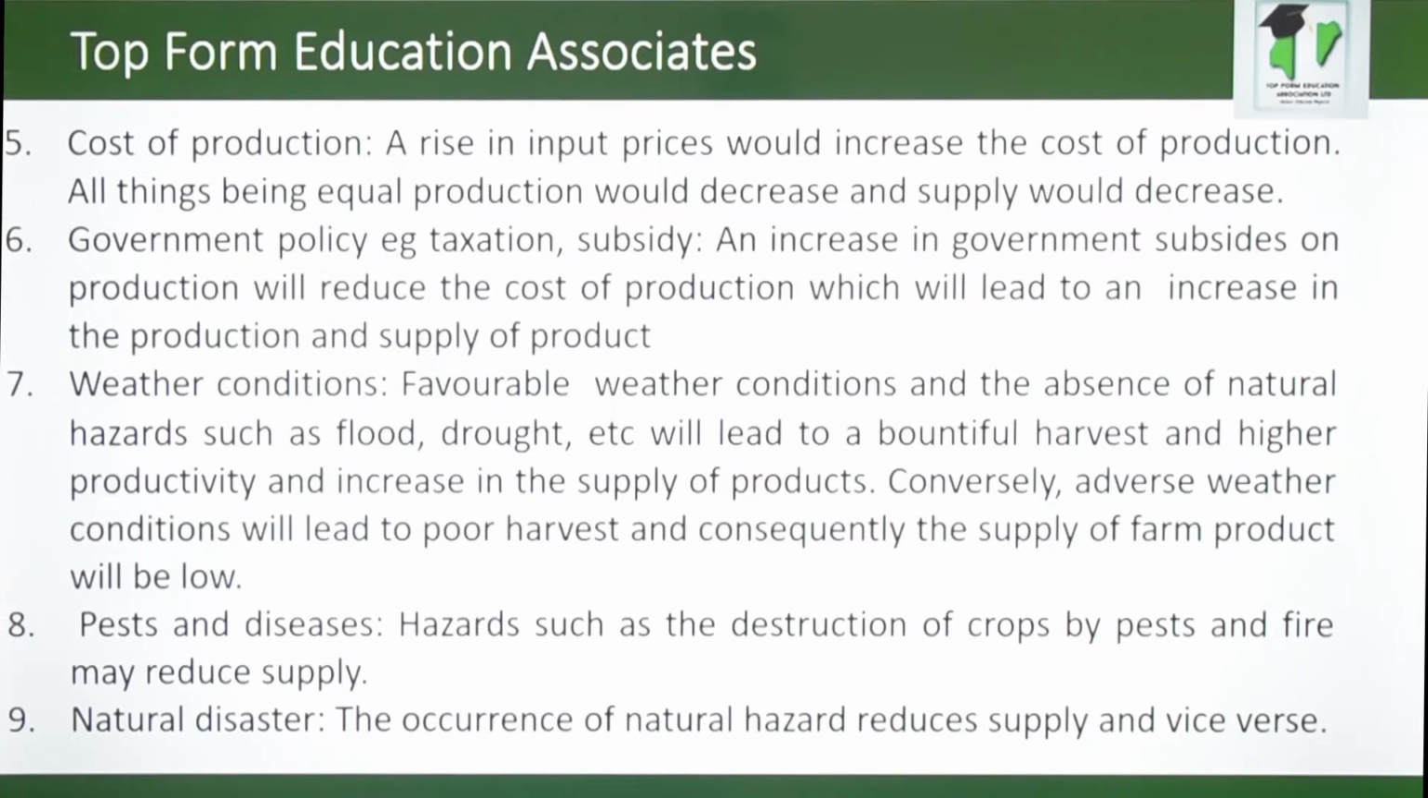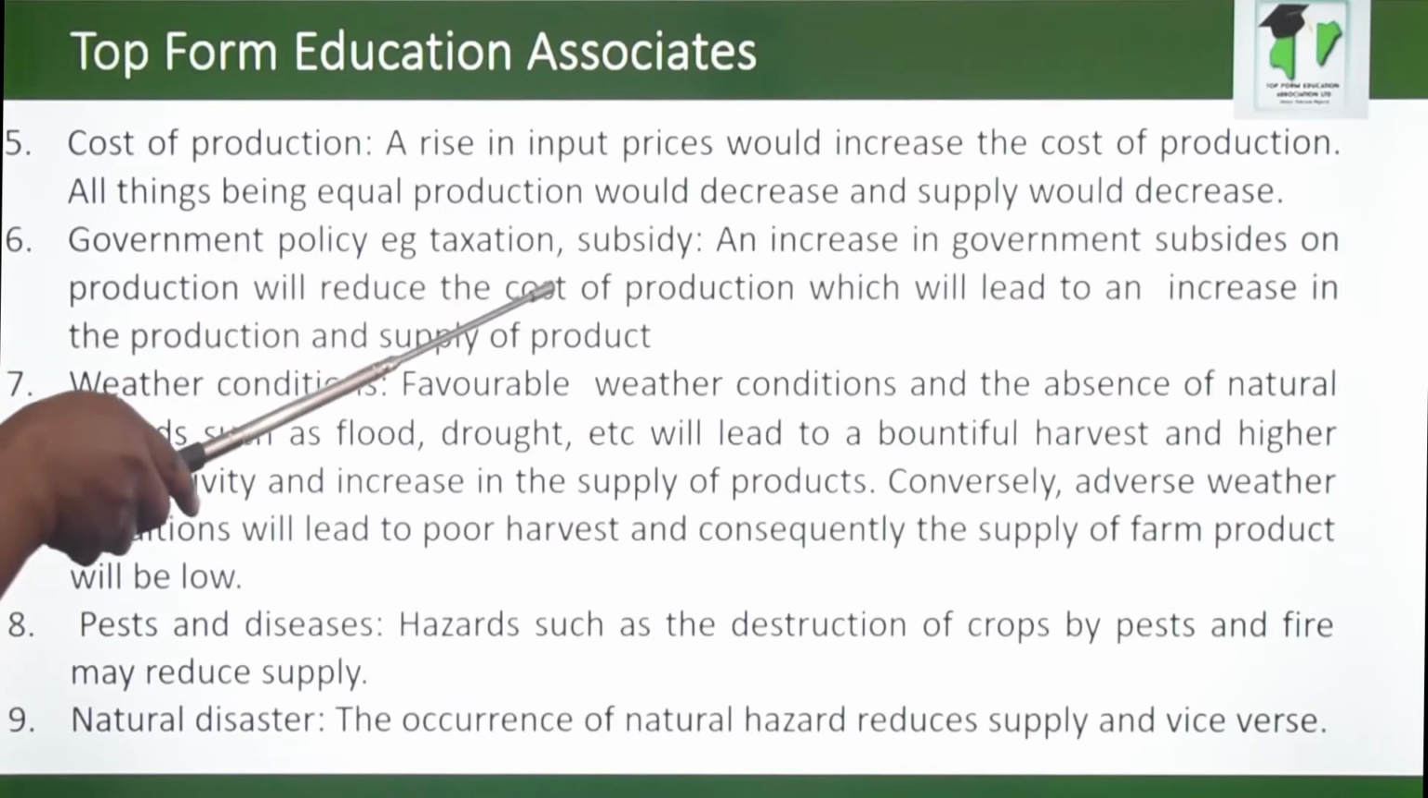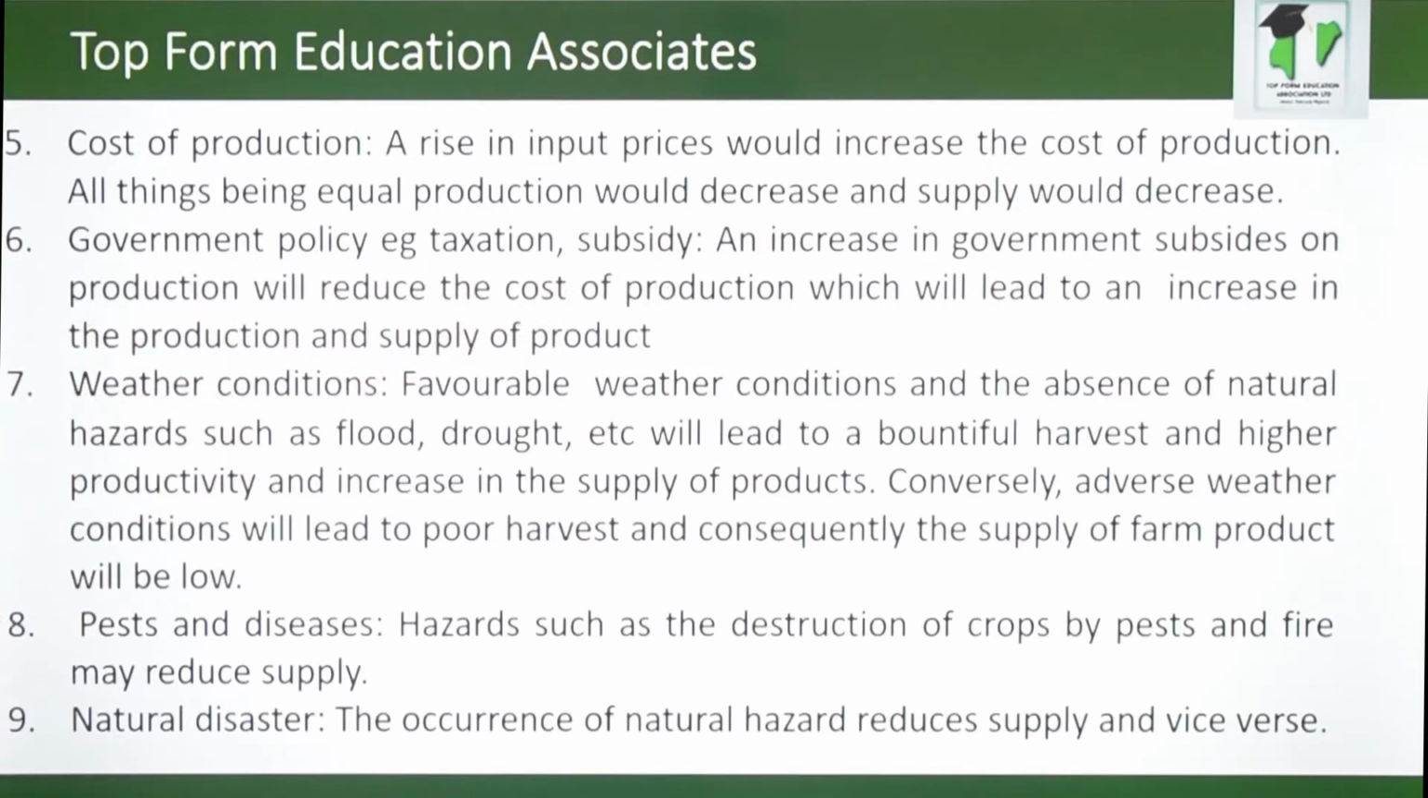Government policy also affects supply. Example, taxation, subsidy. If government gives subsidy to farmers, of course, production will increase. There will be an increase in farm production. And if government reduces taxation to encourage producers, it does that so as to encourage them to produce more. But if taxation increases, it means it will increase the cost of production, and that will deter producers from producing more, and it will have a negative effect on supply.